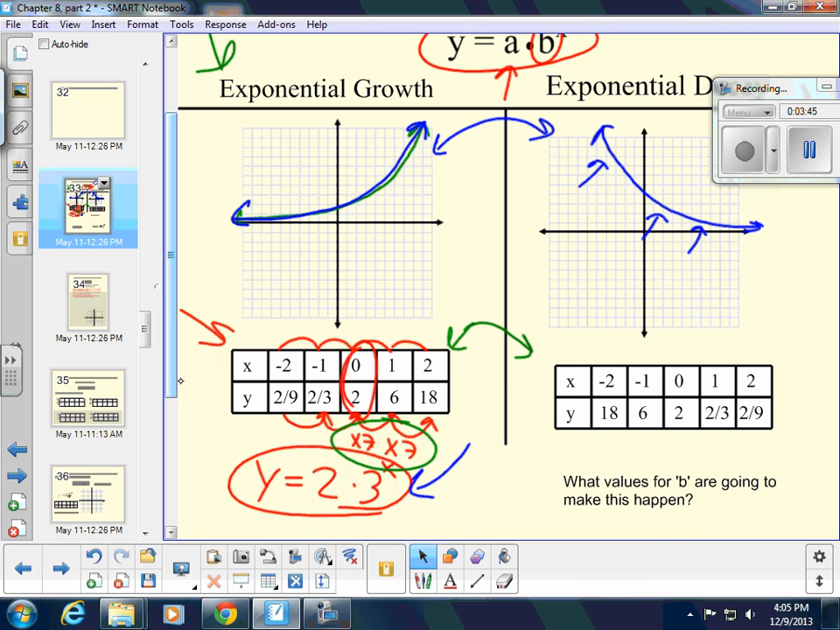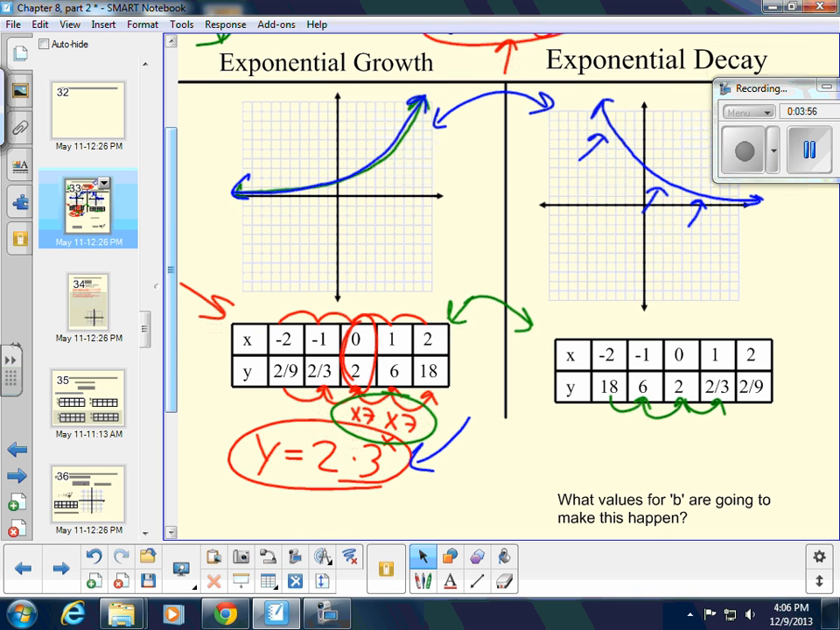Exponential decay, we're going to find that our numbers are typically dividing by something to get to the next number every time. So I have a similar table here, but just notice the numbers are going the other direction, correct? So you can see that the pattern in this case is we are dividing by 3 every time to get to the next number. Dividing by 3. Dividing by 3.